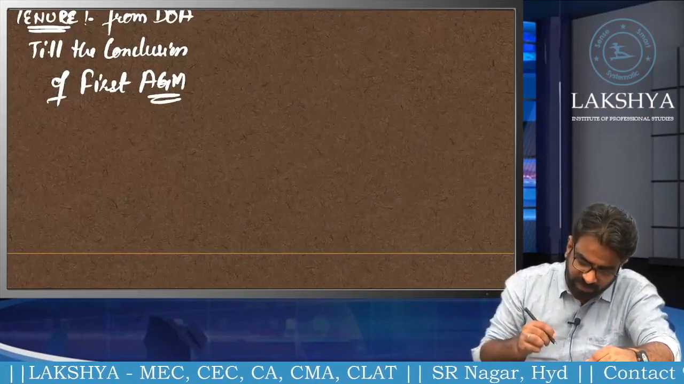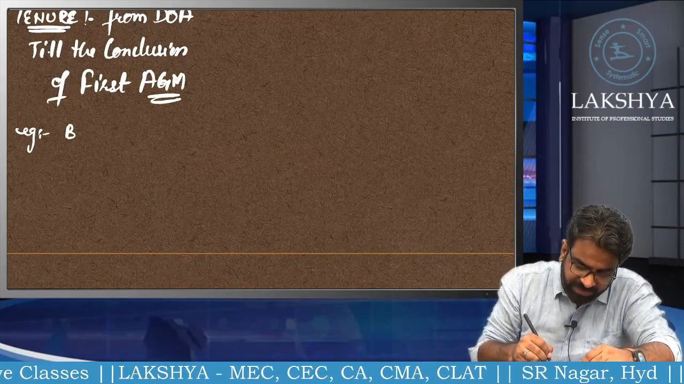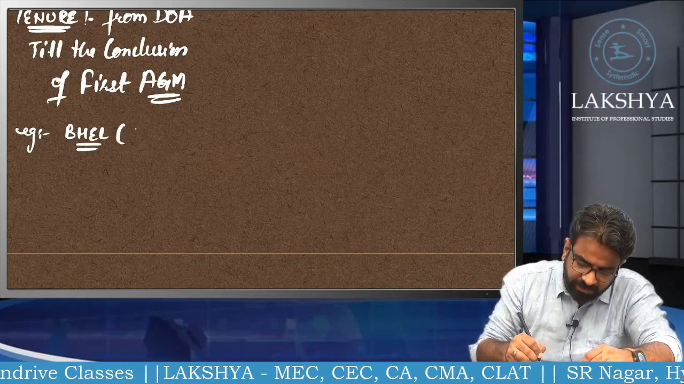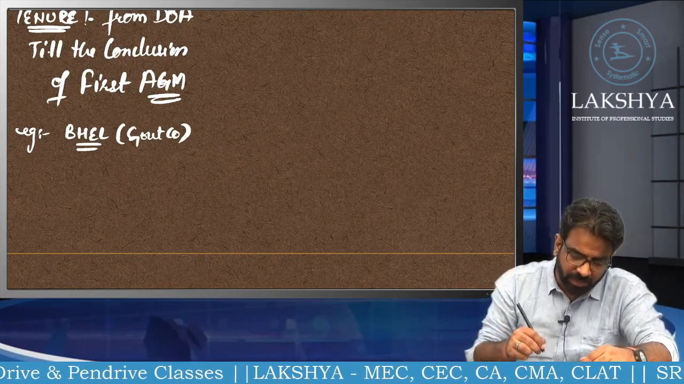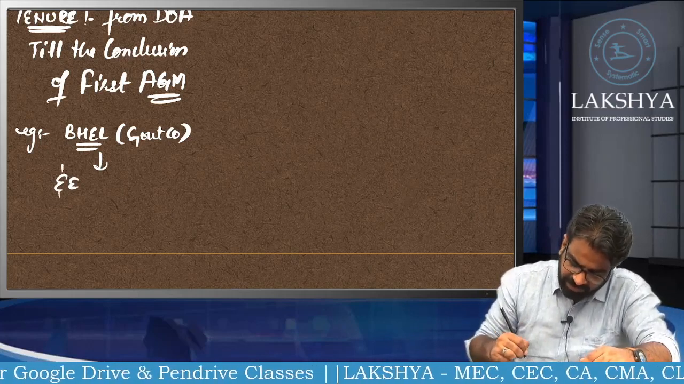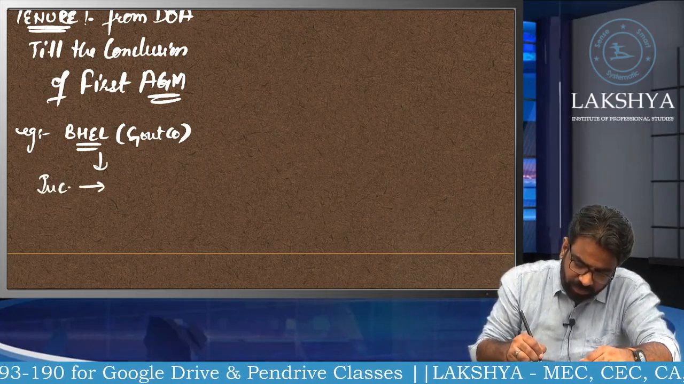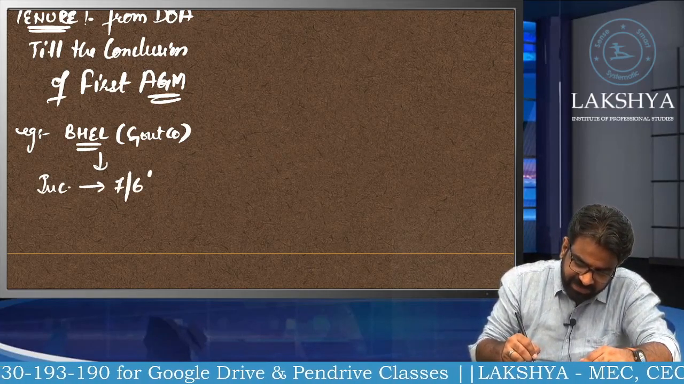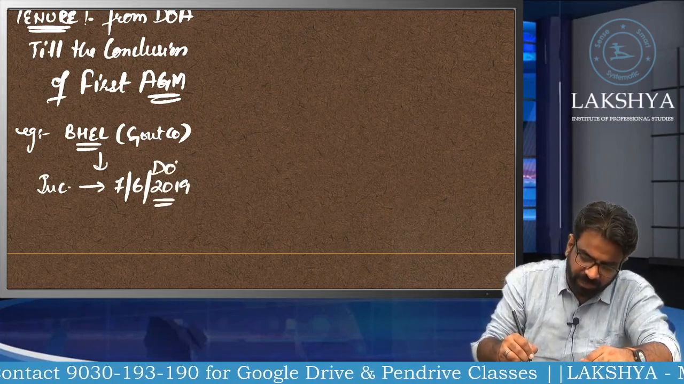So let me give you one small example. Now listen to this carefully. Suppose BHEL is a government company. BHEL is a government company. Now this BHEL company got incorporated on 7/6/2019. What is the date of incorporation?